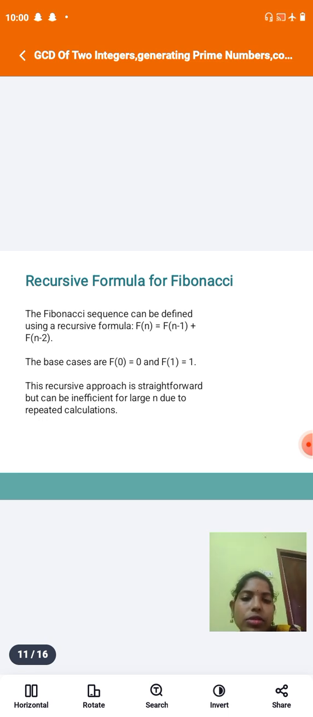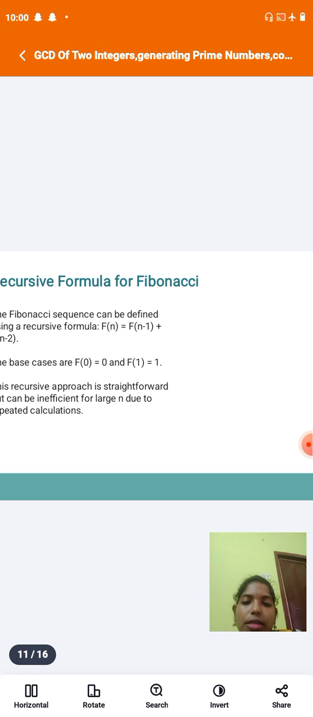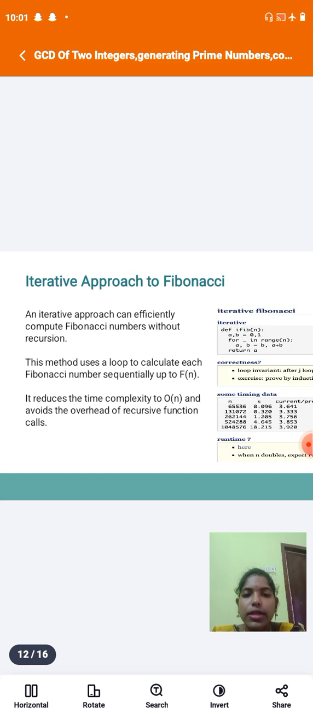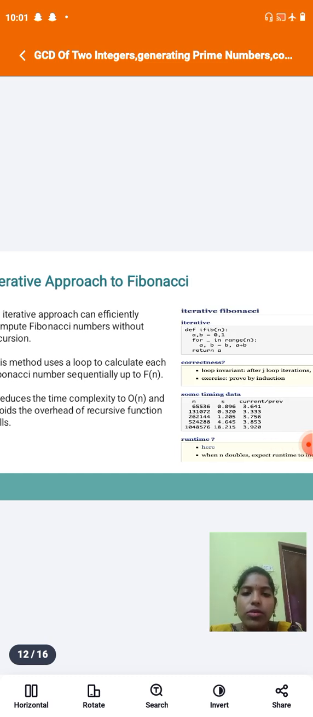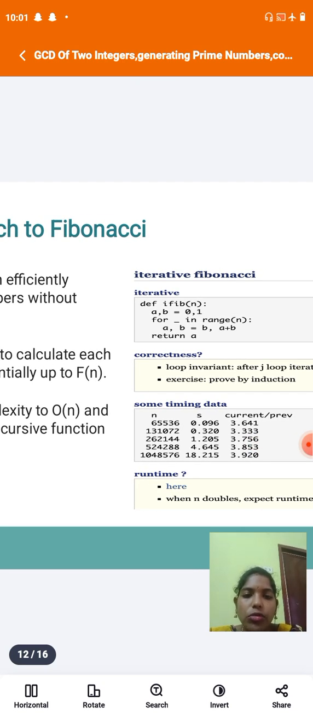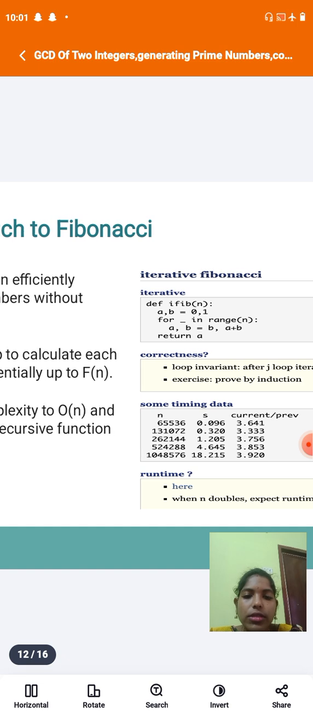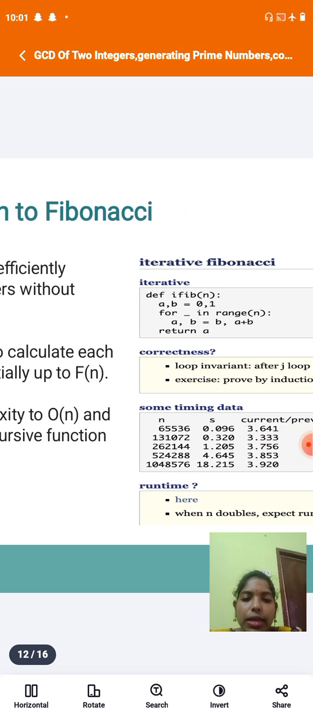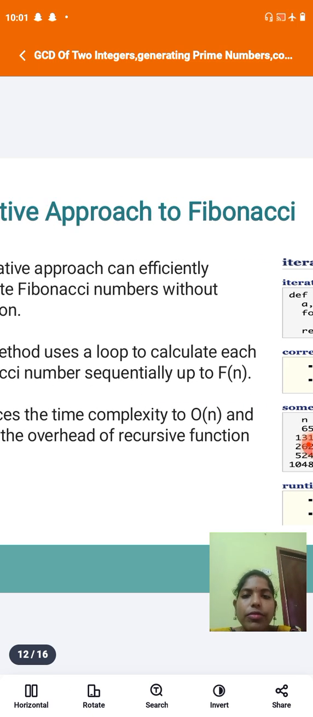This recursive approach is straightforward but inefficient for large n due to repeated calculation. Here we just substitute the values that we are taking. Next, the iterative approach to Fibonacci. Here the iterative approach involves loops and conditions, true or false. Next, runtime and compile time errors can also be found here.